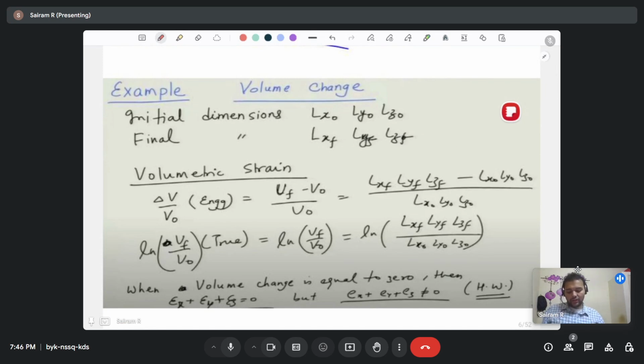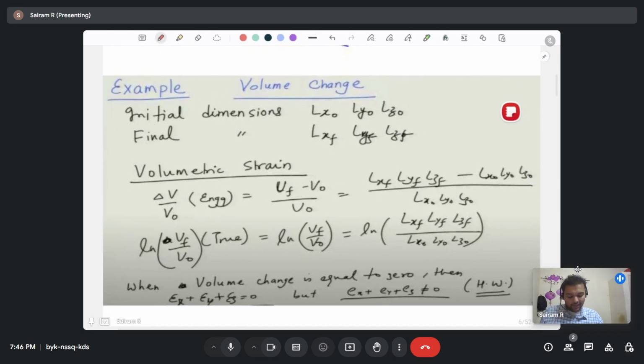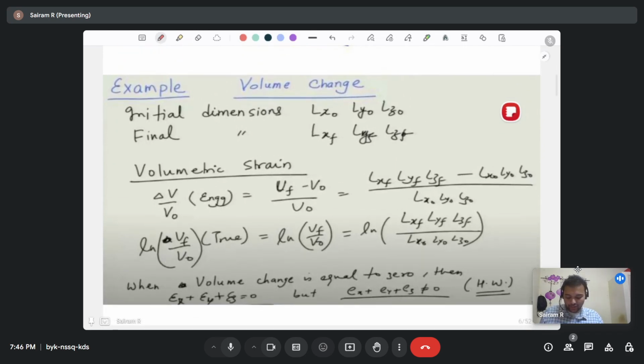Okay. We saw volumetric strain. So the third rule was that when the volumetric change is equal to 0, then the summation of epsilon x plus epsilon y plus epsilon z equals 0. But e x plus e y plus e z is not necessarily 0.